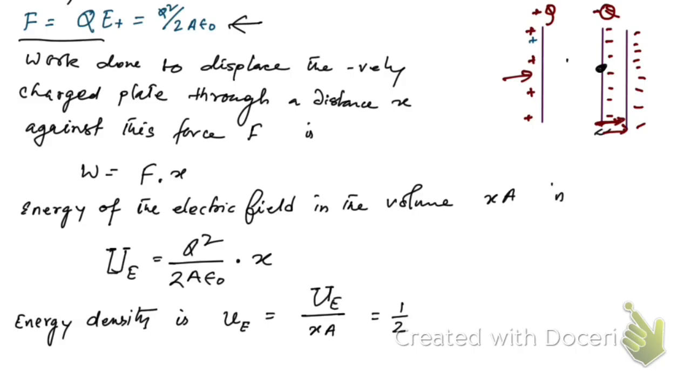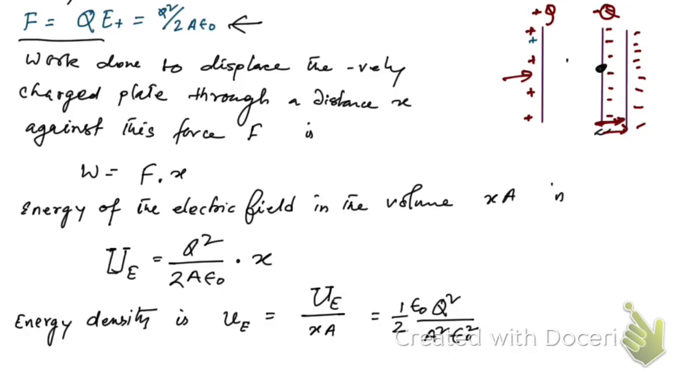So let me write this one first. Q square, then 2a square, sorry, so there is already, I have already written 2 here, so a square epsilon naught, that's what you're going to get. So if you multiply here one more epsilon naught, then this is supposed to be epsilon naught square, so that's why you can write this part here.